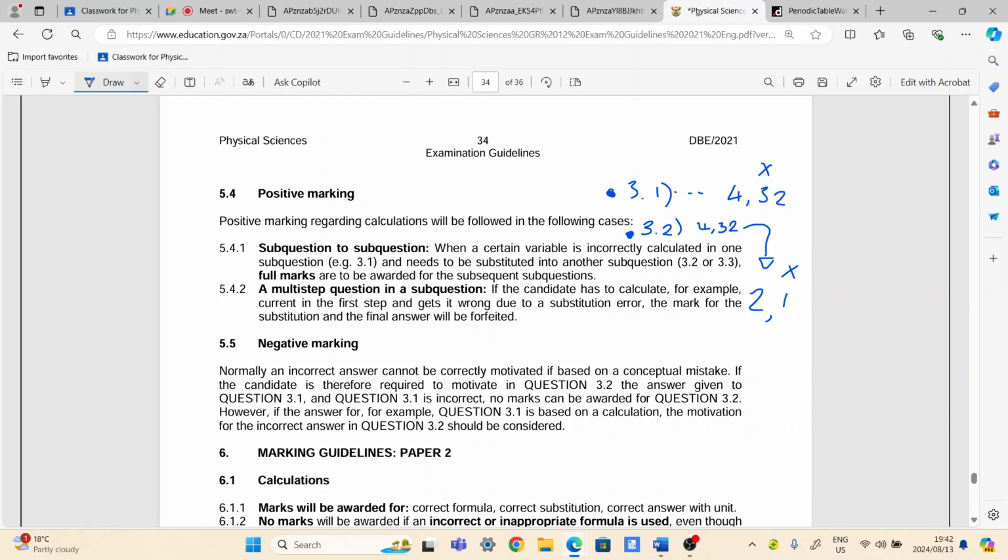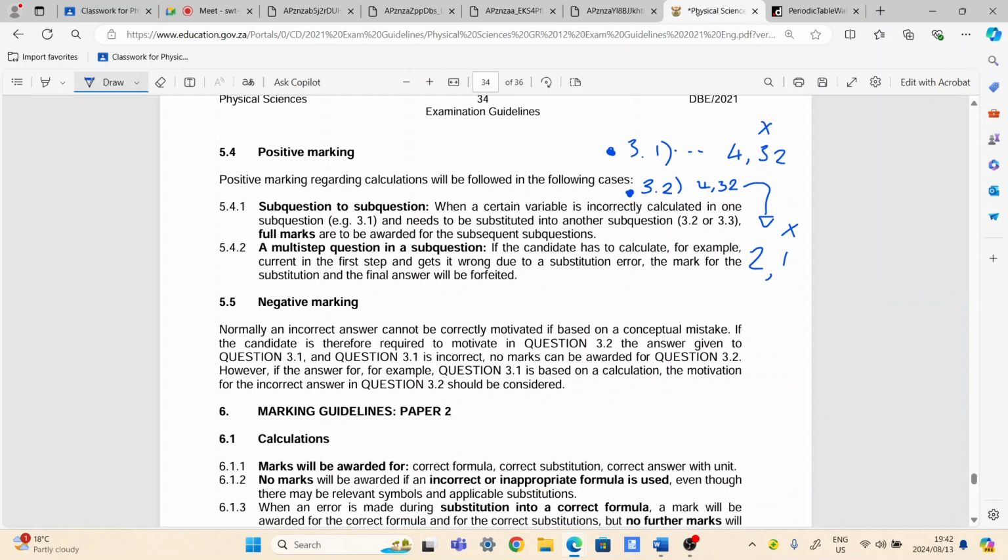Even if you get the answer incorrect here, you can still get a mark for formula and substitution. Let's say the final answer is incorrect. That final answer being used in 3.2 could still get you full marks if you write down the formula and do the correct substitution, and then your calculation is correct according to that sum or that equation. So this positive marking can help even if you mess up on the first question.